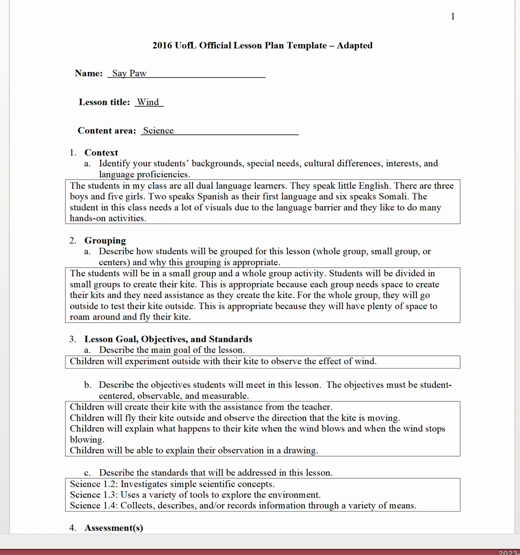So you have a really good description of the backgrounds and what languages they speak. That's really great. I appreciate that so much, and I think it would really be fun to have them see if there's a word for wind in their language and kite in their first language. So I would encourage you to do that.